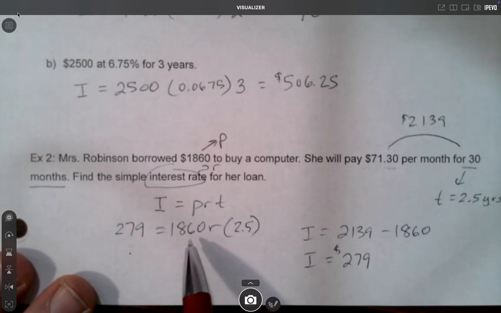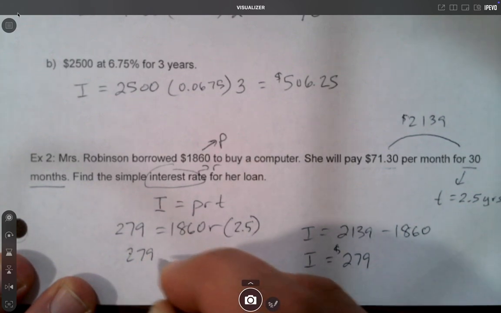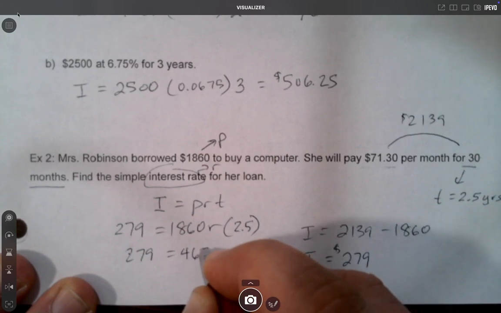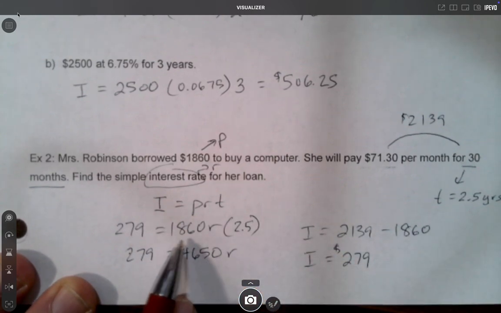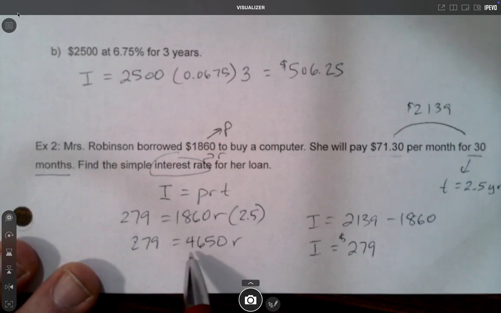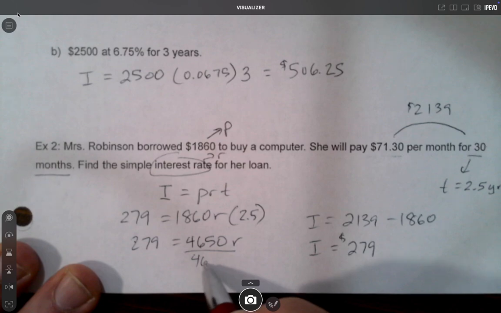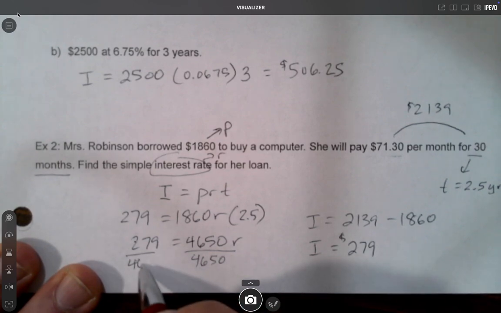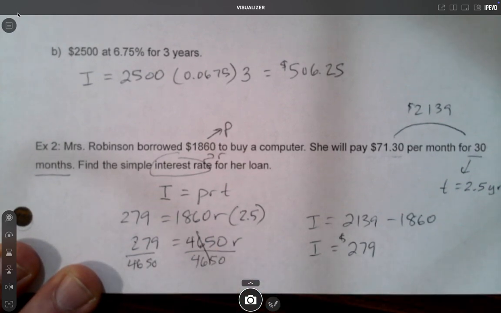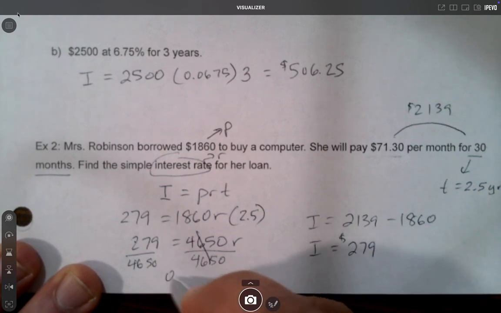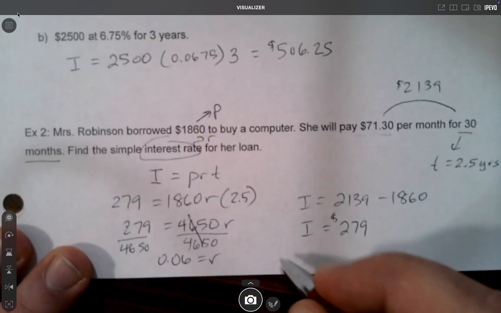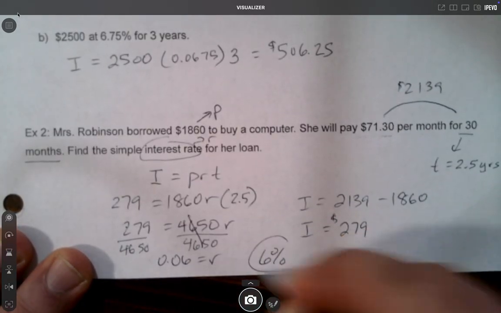So now to solve for R, I would start by multiplying 1,860 by 2.5. That gives me 4,650. Okay, so I just combined the 1,860 and the 2.5. Now, this is 4,650 times R, so to move that out of the way, I need to divide both sides by 4,650. 279 divided by 4,650 turns out to be exactly 0.06, so that means she paid a 6% interest rate.